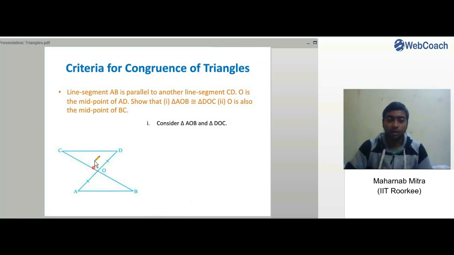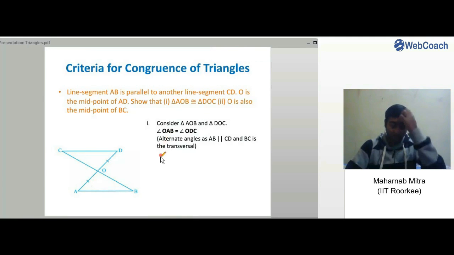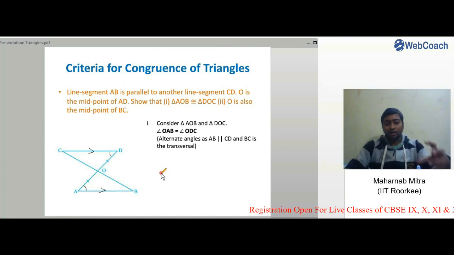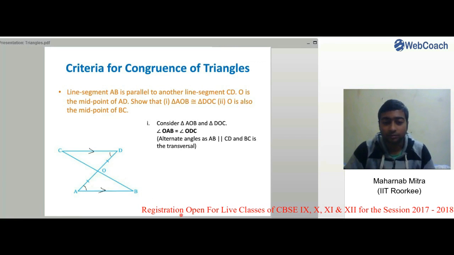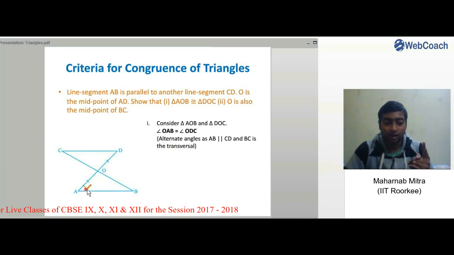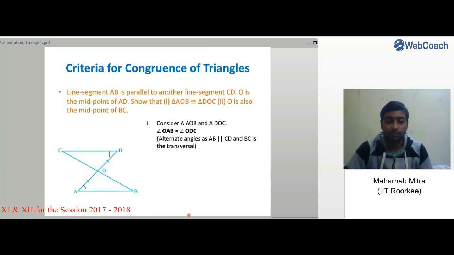First let us consider these two triangles, triangle AOB and triangle DOC. Now angle OAB equals angle ODC. Angle OAB, which is this angle, equals angle ODC, which is this angle. And why are they equal? Because CD is parallel to AB, it is told. CD is parallel to AB, and if we take AD as the transversal, then these two angles are alternate interior angles, right? So we have got the first criteria of angle, angle A and angle D must be equal.